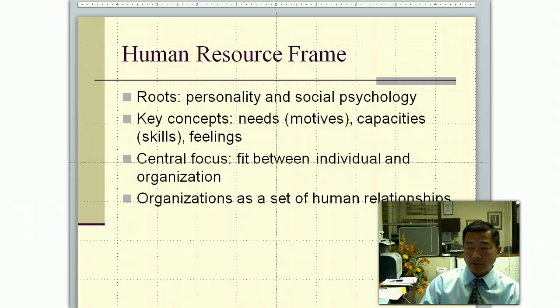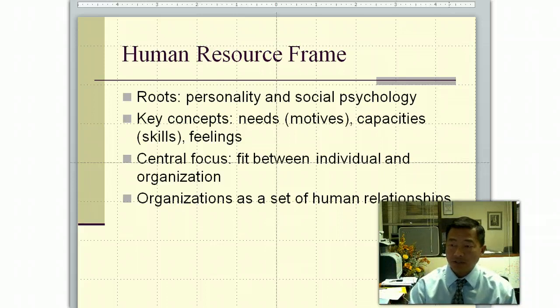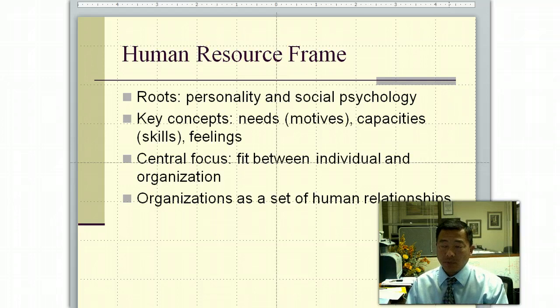So as you can see, much softer words than compared to the structural frame. It views organizations as a set of human relationships, with a central focus of fit between an individual and the organization. Katherin Miller describes this in Chapter 3 as the human relations and human resources approach. However, the Bolman Deal human resources frame can also be seen in other approaches in Miller's book, such as Chapter 5, the cultural approach, and Chapter 6, socialization processes.